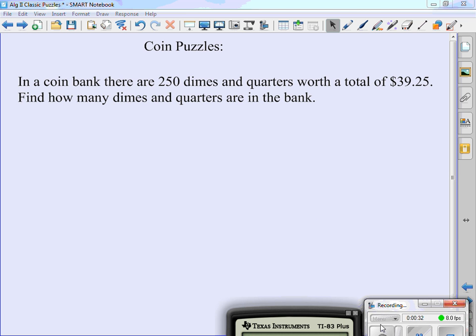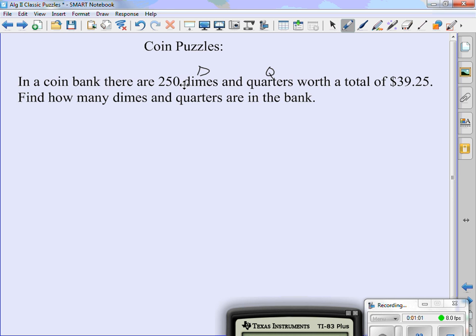In this problem, what are we looking for? How many dimes and how many quarters? What variables do you want to use? You can use X and Y, but for me, I'm going to use D and Q. Just because that way, I know when I get D equals, I know that's my dimes. When I get Q equals, I know that's my quarters. If you still want to use X and Y, that's fine with me.